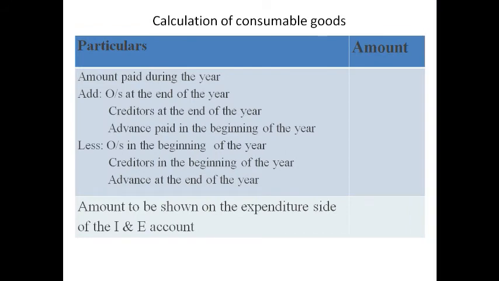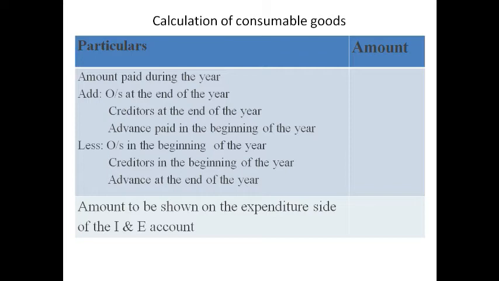Right on top, the amount paid during the year is given to you, and three adjustments are there. Three adjustments are added, three adjustments are subtracted. First, add the outstanding amount at the end of the year, whatever is still due to be paid, followed by creditors at the end of the year due to be paid. Advance paid in the beginning of the year, that is, paid at the end of last year for the current year. So this is the current year's expense.